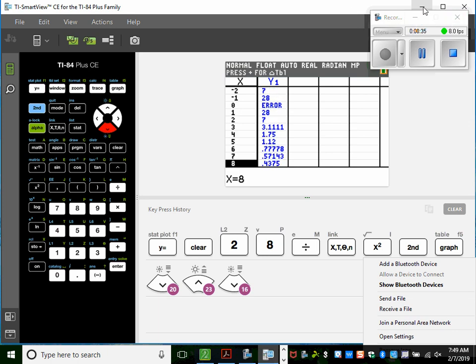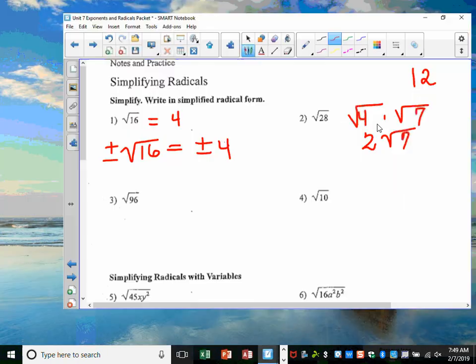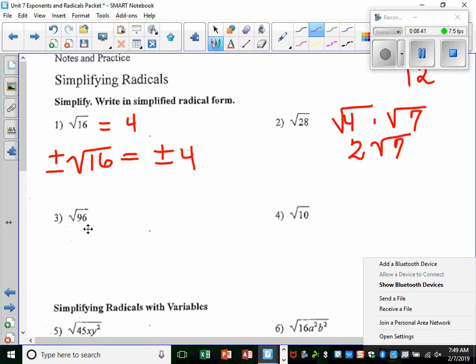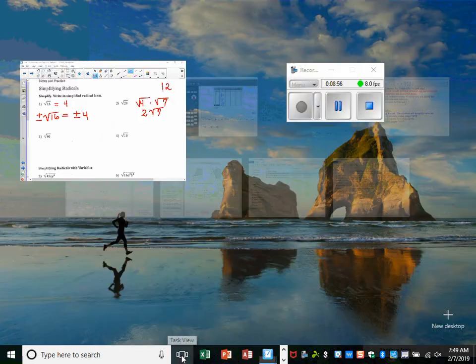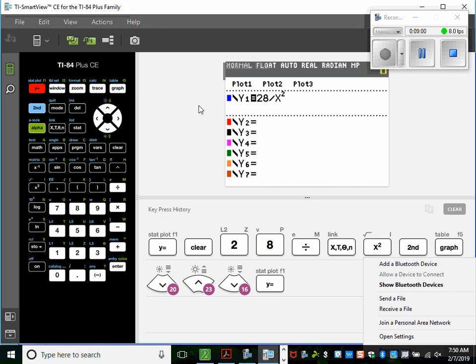All right, so let's move on to the next question. The next one is 96. So first, do you know any factors of 96 before we put it on the calculator? Like that has a perfect square in it? Anybody? All right, if not, let's put it on a calculator and see. So now we're going to hit the y equals key and put in 96 divided by x squared.